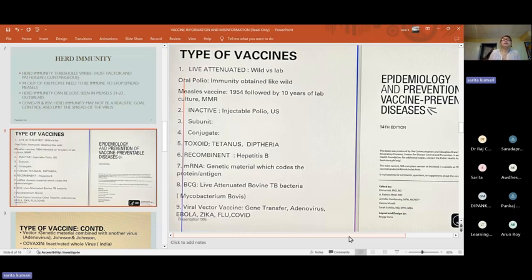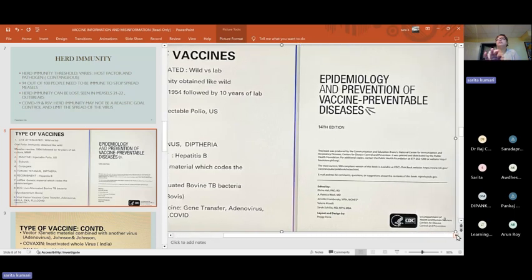Other vector vaccines are Ebola, Zika, flu, also many of them. So these are not a very new concept. This is all an old concept and has been given for many decades. The other thing I put here is Epidemiology and Prevention of Vaccine-Preventable Diseases. This is from the CDC site. This is called the Pink Book. Everything about preventable disease, including vaccine, is in this book. So if you really want to go deeper, you can use this book. If you just search CDC Pink Book, you can see the whole book.